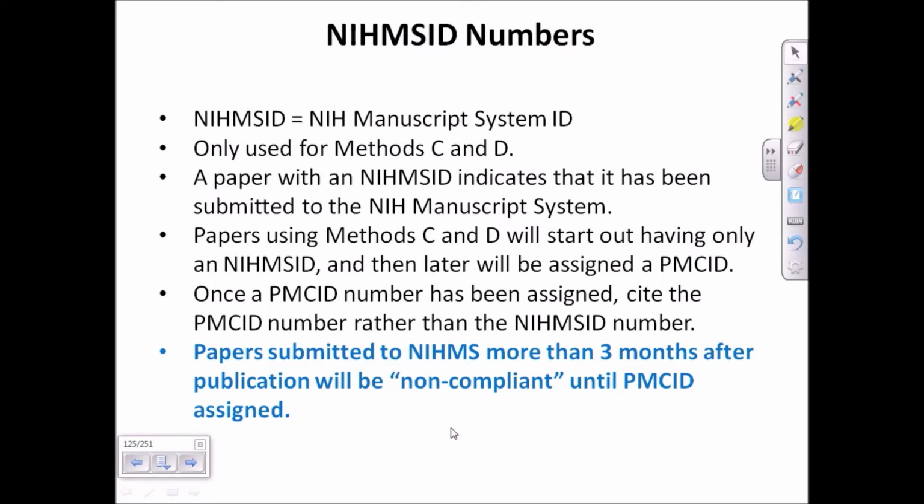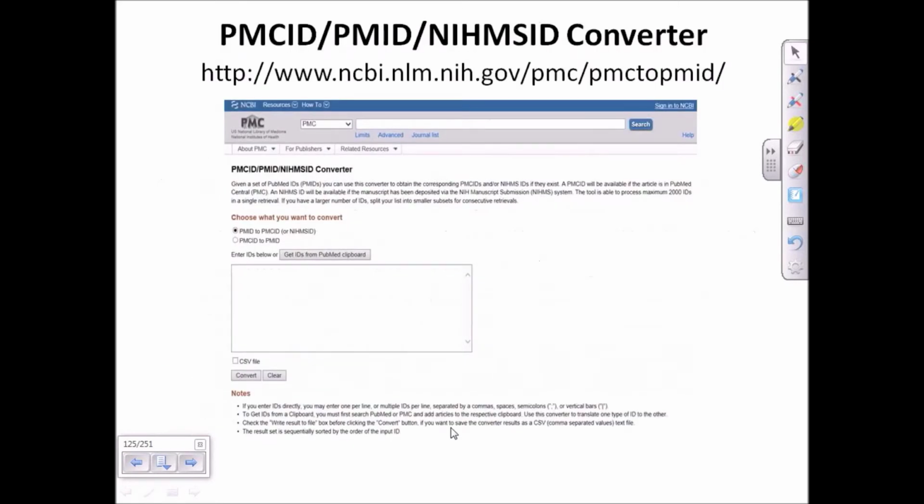Papers submitted to NIHMS more than 3 months after publication will be non-compliant until PMCID numbers are assigned. So that's a very important thing to keep in mind, because you will be out of compliance even if you have submitted the paper, but if you submitted it late, you will still be out of compliance.